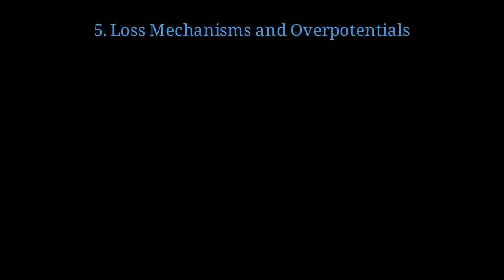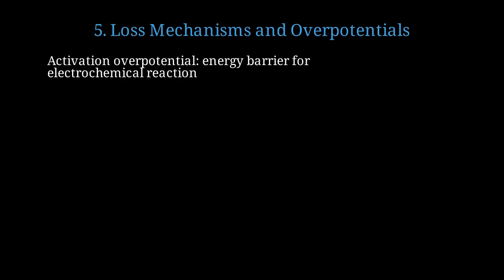Let's examine these. Activation overpotential represents the energy barrier that must be overcome to drive the electrochemical reaction at a finite rate. The Butler-Volmer equation gives activation overpotential as RT over alpha nF times natural log of current density over exchange current density. Exchange current density, which indicates reaction kinetics, typically ranges from 10 to the minus 3 to 10 to the minus 6 amperes per square centimeter.